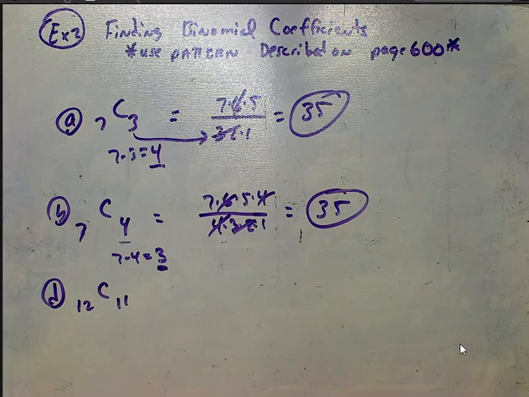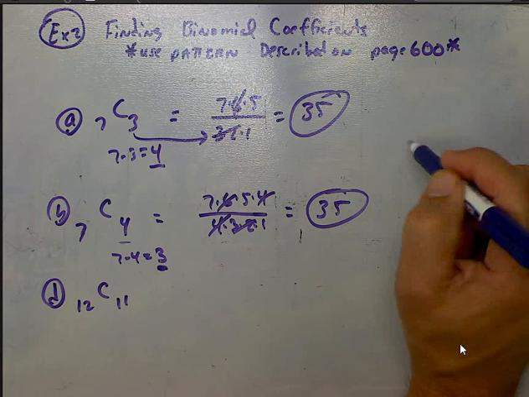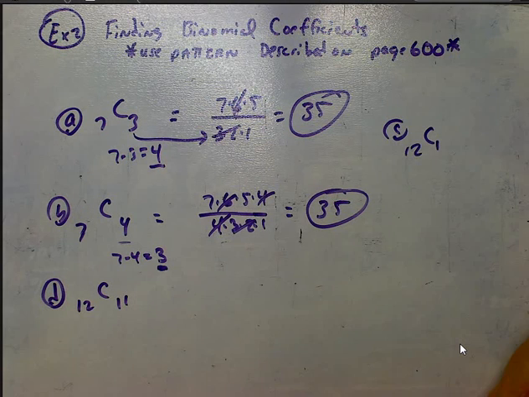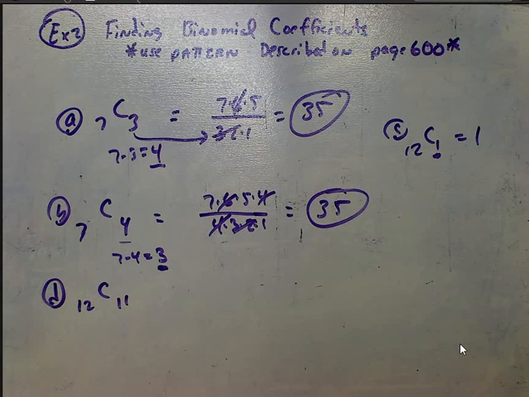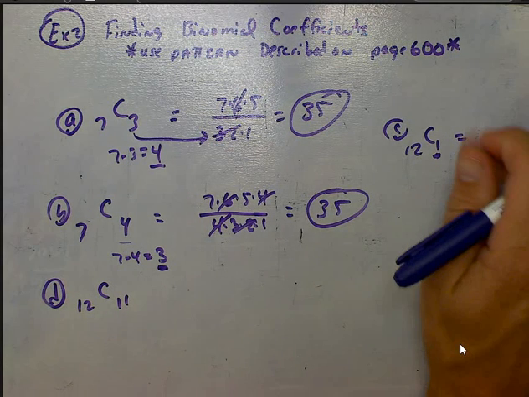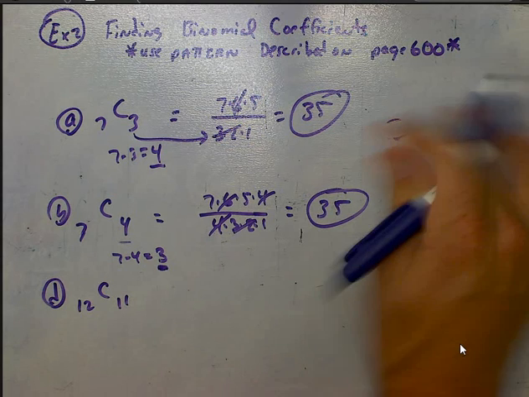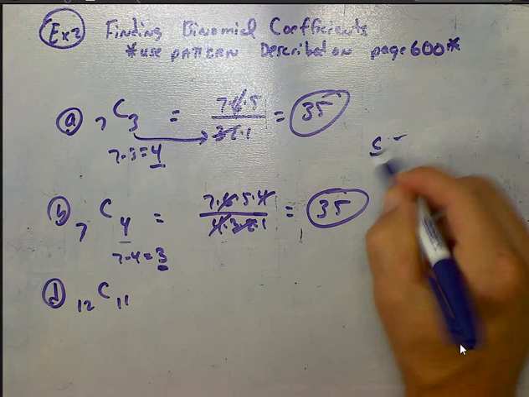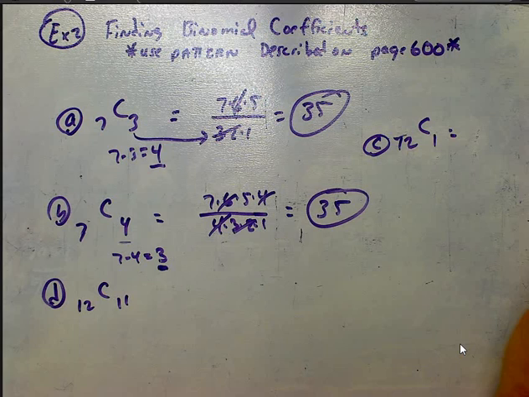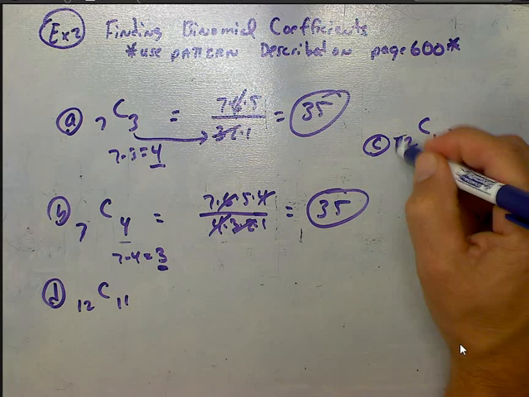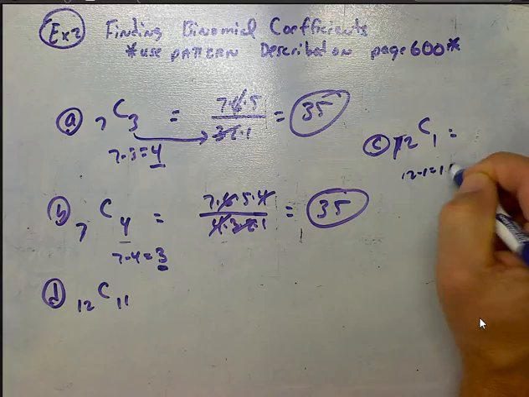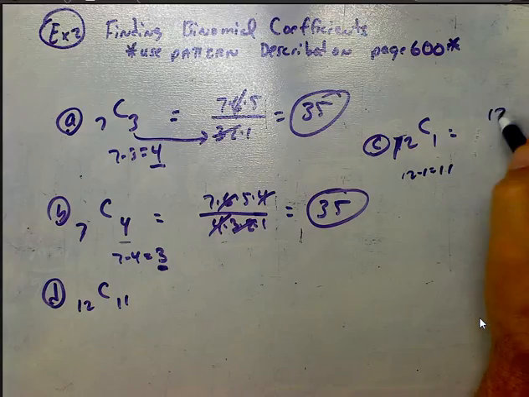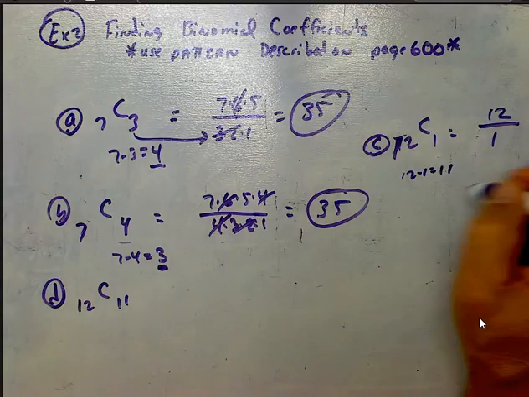We're going to skip C because C says 12C1. There's C. And we know anytime this is a 1 right here, the answer is 1. Sorry, it's not 1. Excuse me. Anytime it's 0. Let's go ahead and do that. 12C1. So for this pattern, it's going to be 12 minus 1 is 11. So I'm just going to do 12 on top and on the bottom 1. And so the answer is 12.